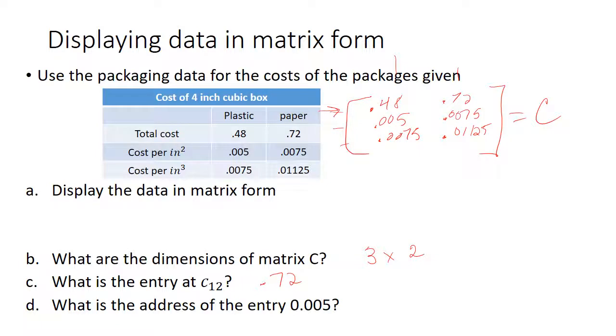So let's go backwards. Let's find the address for the information 0.005. So that's right here. First we go down to the row, so it is on row 2. The column it's in is column 1. So we would say its address is C21.